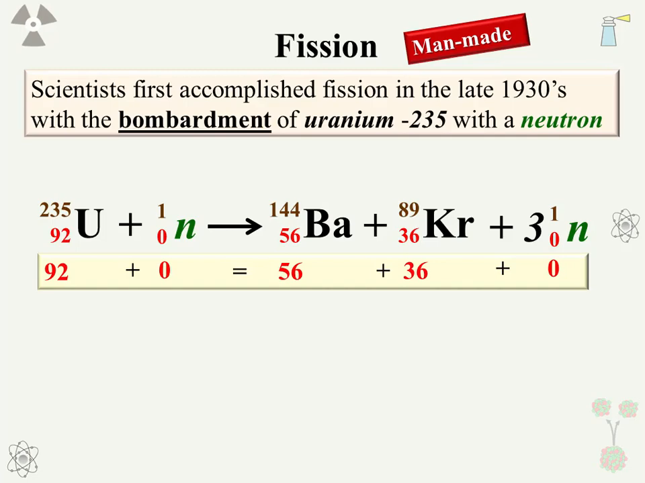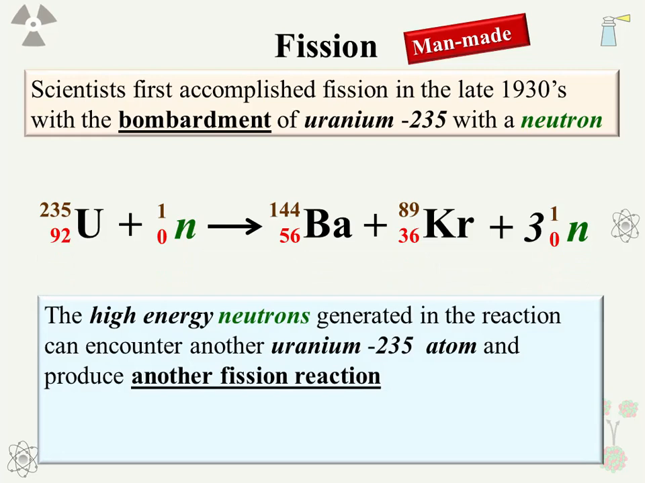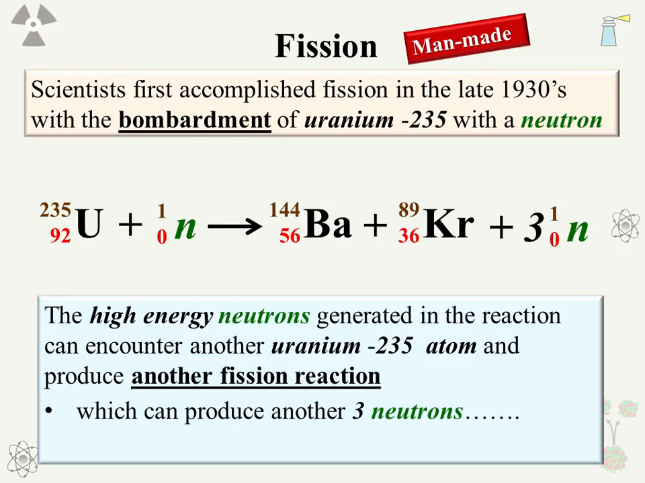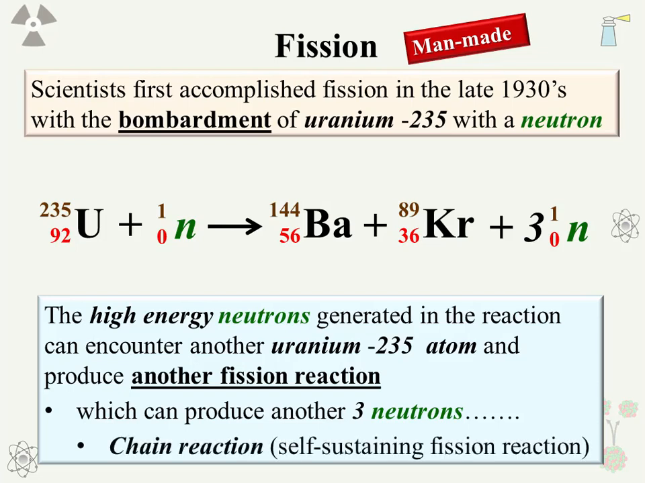Staying with those 3 high-energy neutrons that are generated in the reaction, well, they can encounter another uranium-235 atom in the sample and produce another fission reaction, which can produce another 3 high-energy neutrons that can find 3 more uranium atoms, and so on and so on. One reaction creating another reaction is called a chain reaction.